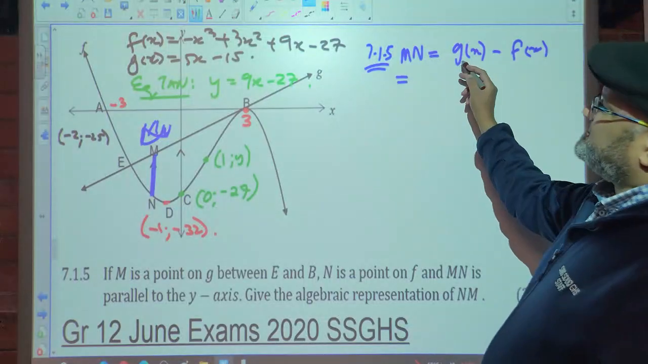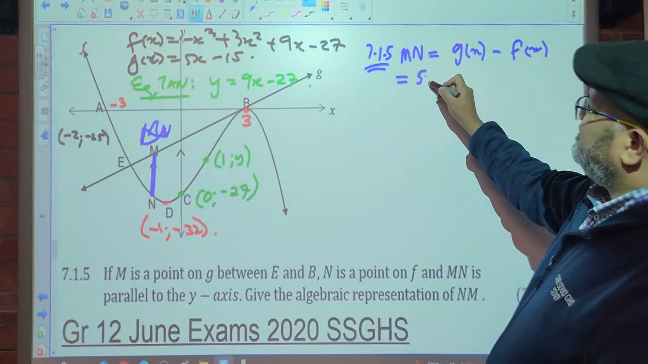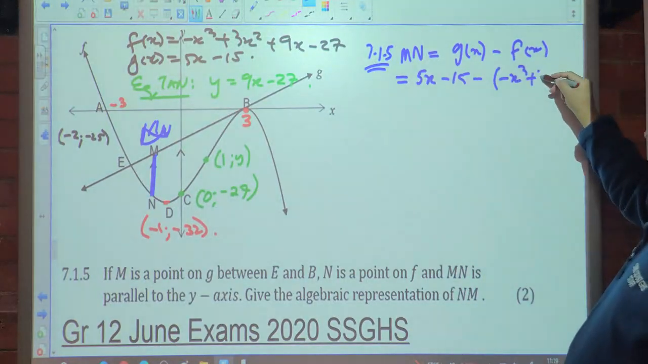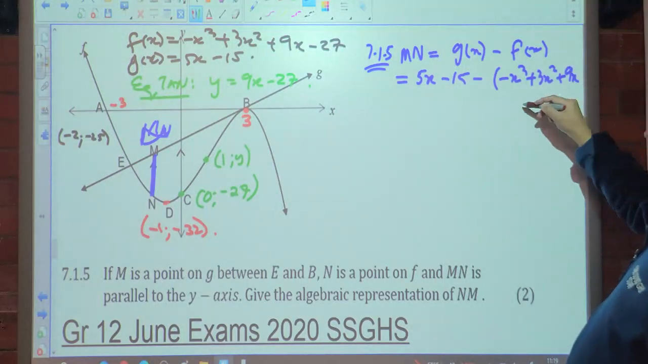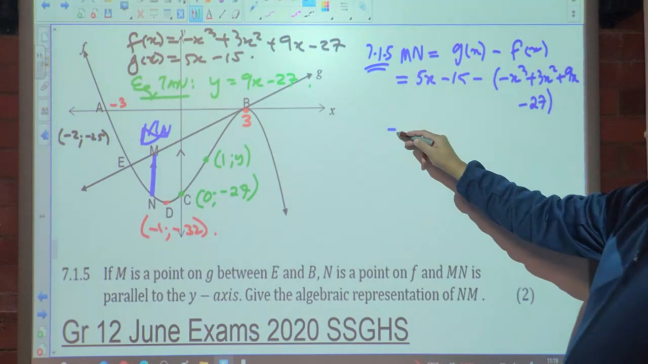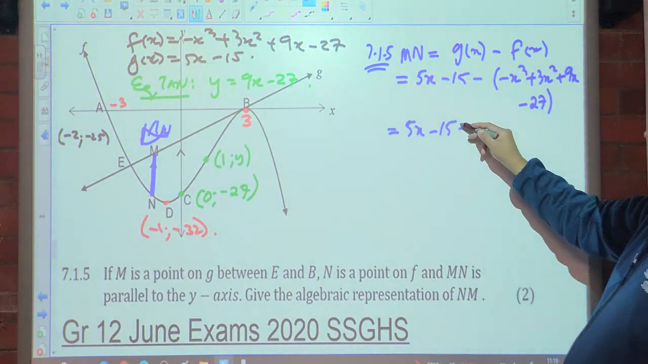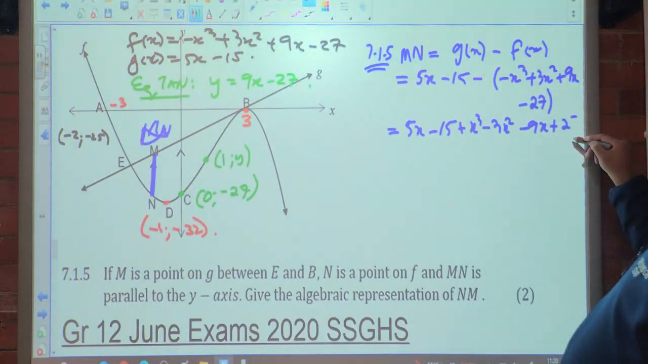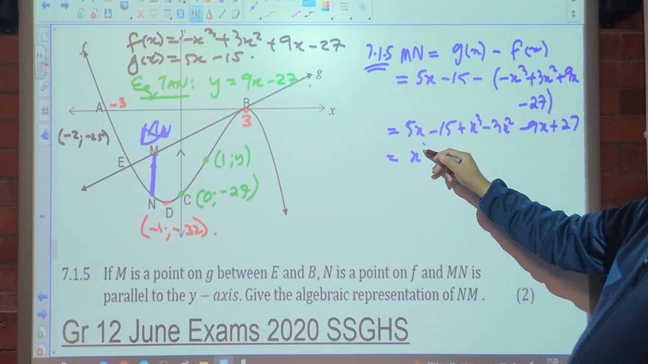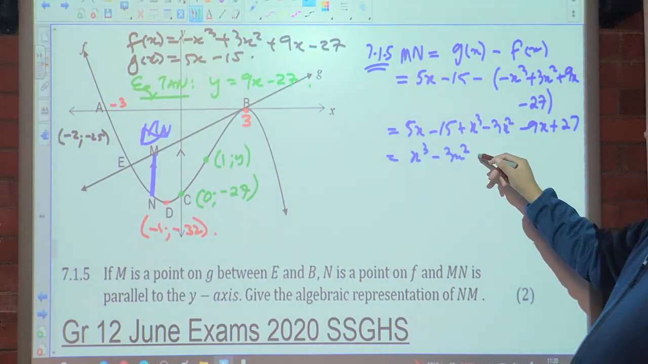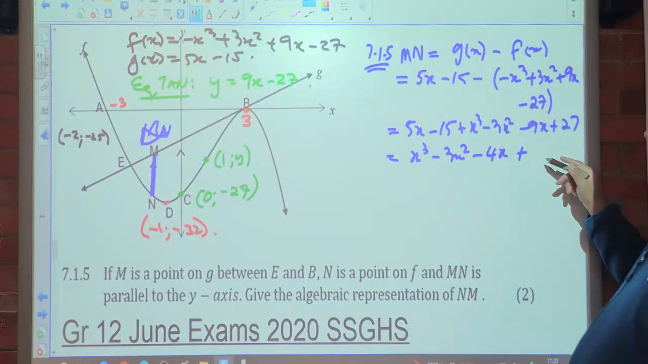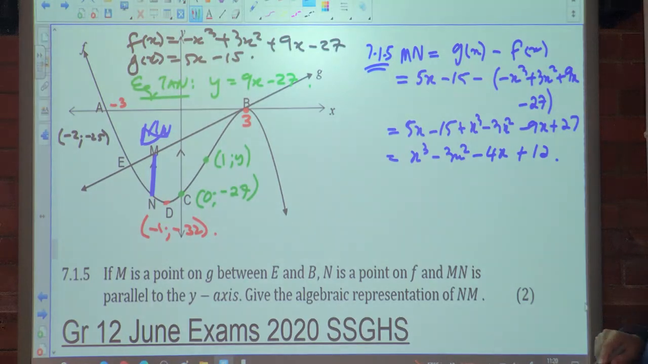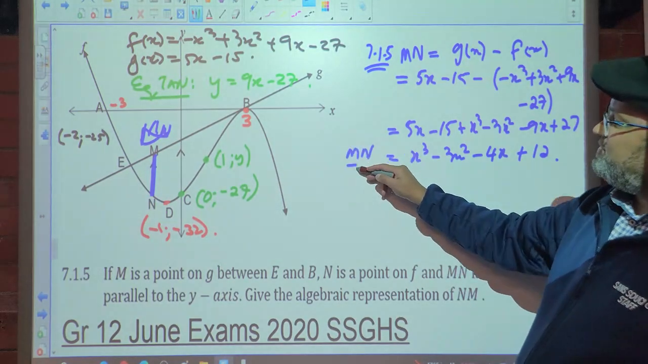What's the equation of f of x? Sorry, g of x? 5x minus 15 minus f of x, negative x cubed plus 3x squared plus 9x minus 27. So that gives you 5x minus 15 plus x cubed minus 3x squared minus 9x plus 27, which is x cubed minus 3x squared minus 4x plus 12. Is that correct? And that is your algebraic expression for MN.